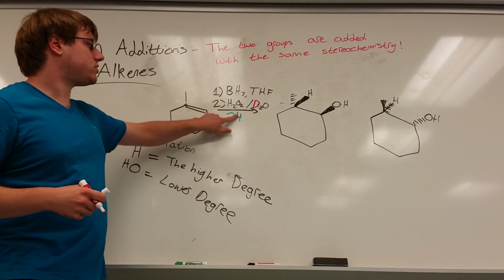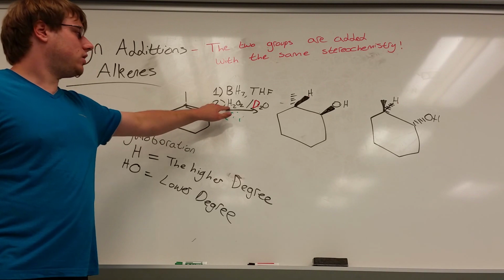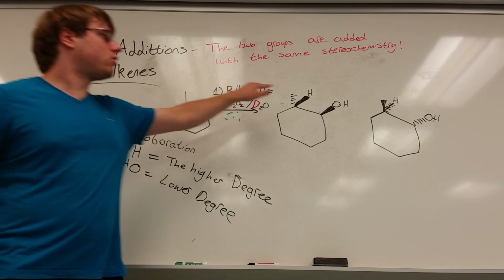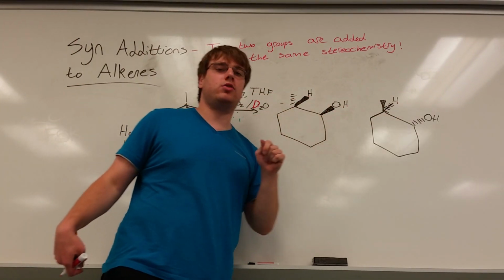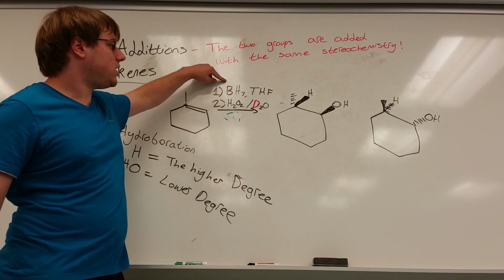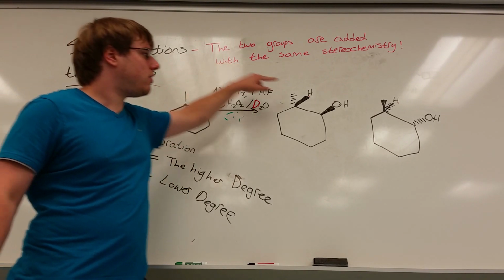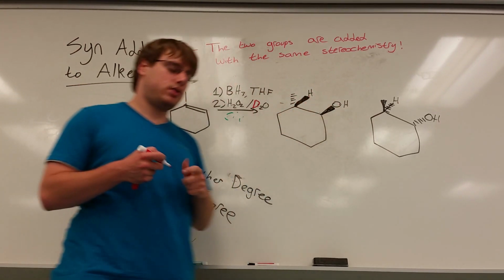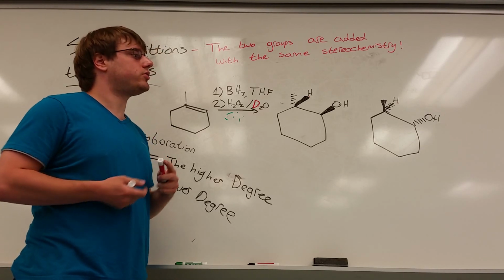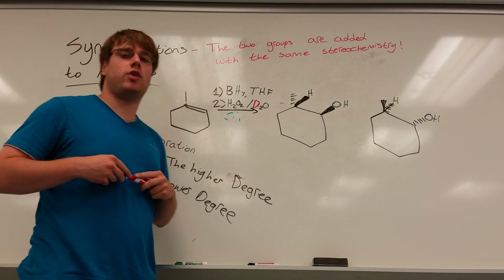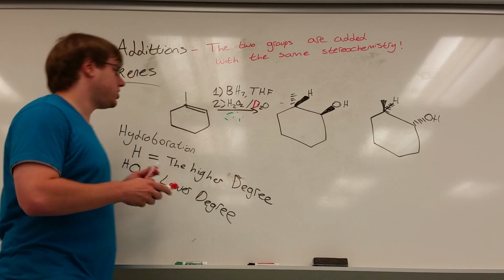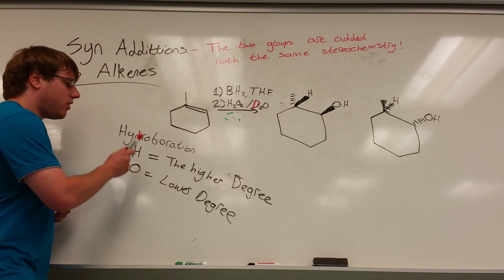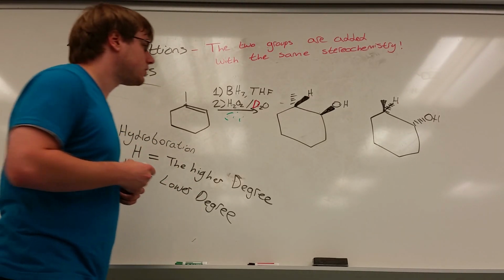So once again, just to stress it, if the H2O2 has a deuterium in it, your OH that you add will have a deuterium in it. If your BH3 has a deuterium in it, the hydrogen you add will have a deuterium in it. And as long as you know those rules, there aren't really many tricks we can throw at you involving this question. Just remember that the OH gets added to the lower degree, the hydrogen to the higher degree.